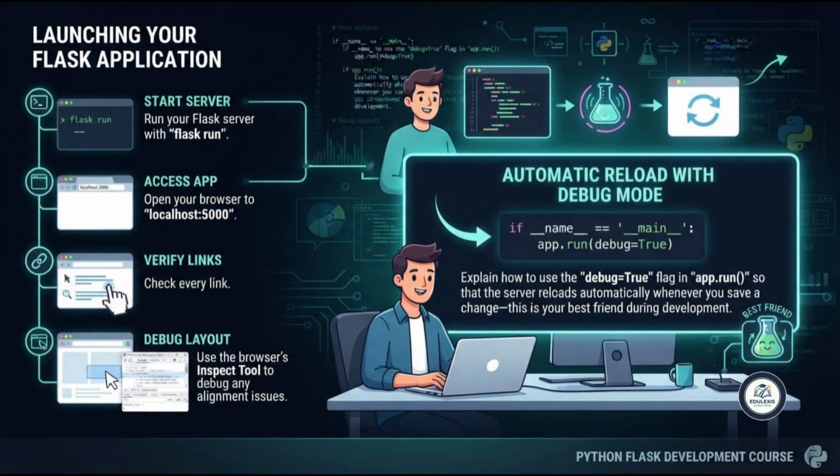Run your Flask server with flask run. Open your browser to localhost:5000. Check every link. Use the browser's inspect tool to debug any alignment issues. Explain how to use the debug=True flag in app.run so that the server reloads automatically whenever you save a change. This is your best friend during development.